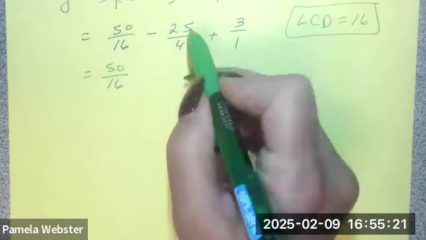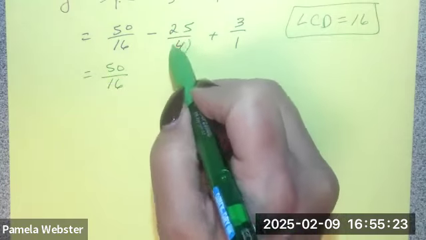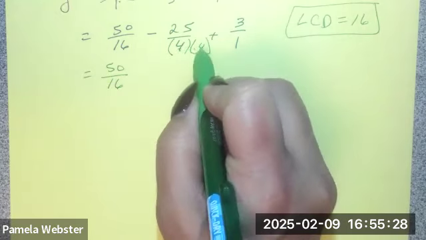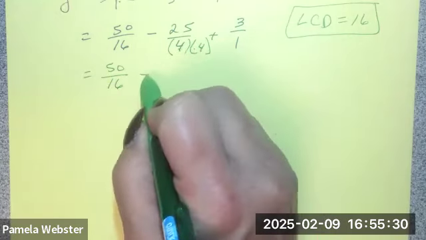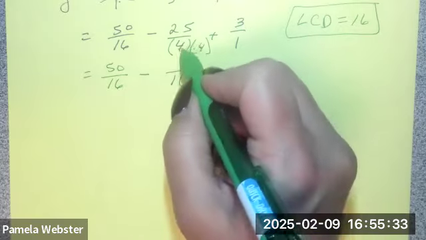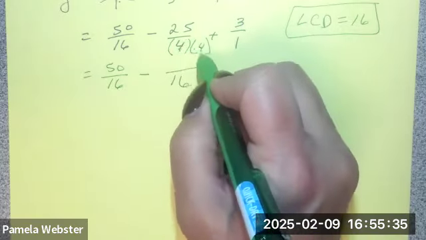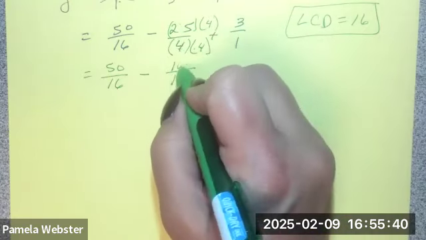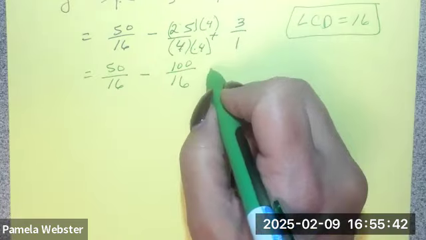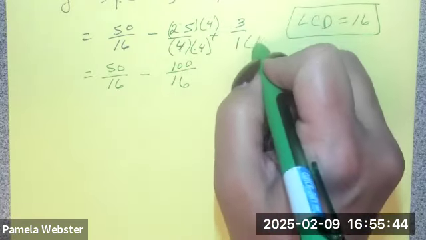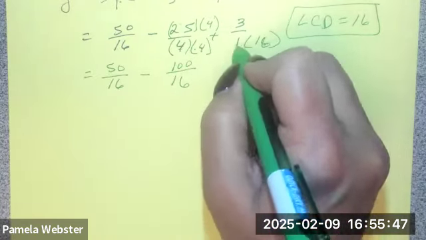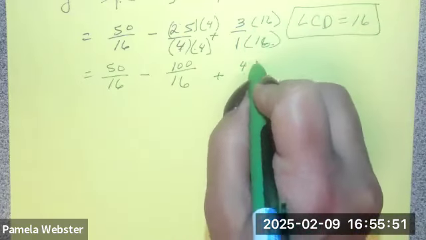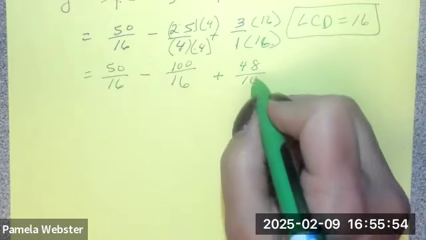50 over 16. This one already has a 4 down there, so to make the denominator 16, I need to go 4 times 4 to get to 16. And remind yourself, anything I do to the bottom of a fraction, I also have to do to the top. So this is 100 over 16. And then same thing here. To get to 16, I have to go 1 times 16, which means this is going to be 3 times 16, 48 over 16.